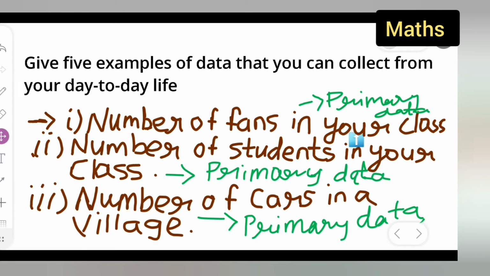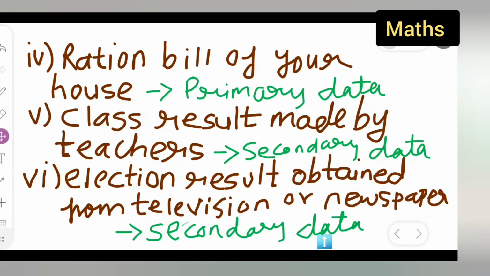Number of fans in your class is a primary data, because the data is collected by the investigator herself or himself with a definite objective in her or his mind. Second, number of students in your class, again it is a primary data. Number of cars in a village, again it is a primary data. Next, ration bill of your house, again it's a primary data.